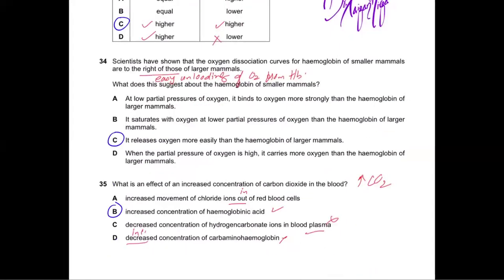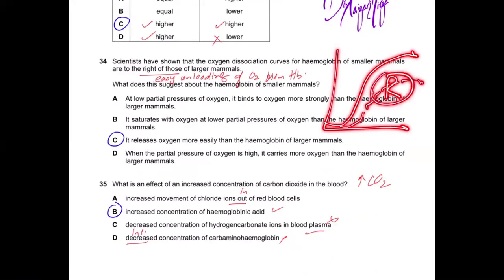Scientists have shown that oxygen dissociation curves for hemoglobin of smaller mammals are to the right of those of large mammals. So if this is the normal dissociation curve, it shifts towards the right. It goes towards this side. So whenever there is a right shift, it means that it's easier for the oxygen to be unloaded from hemoglobin.